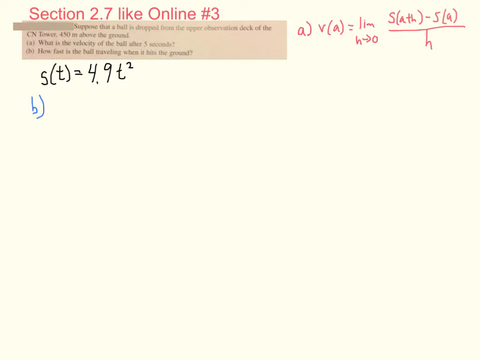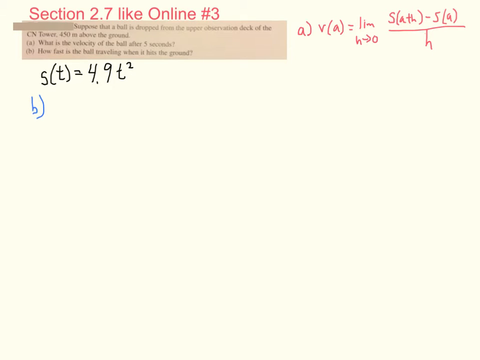In this video we will discuss textbook section 2.7, a problem like online exercise number 3. The problem we're going to do states, suppose that a ball is dropped from the upper observation deck of the CN Tower, 450 meters above the ground. Part A asks, what is the velocity of the ball after 5 seconds? Part B, how fast is the ball traveling when it hits the ground?